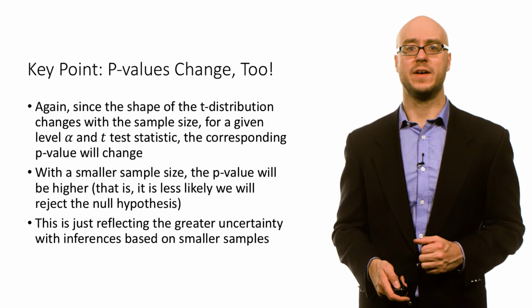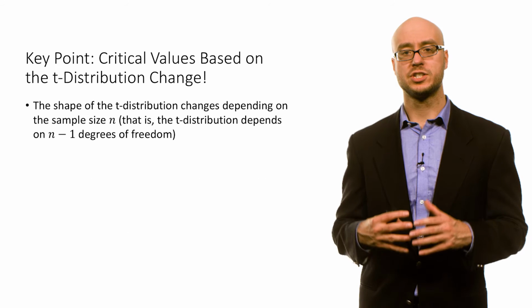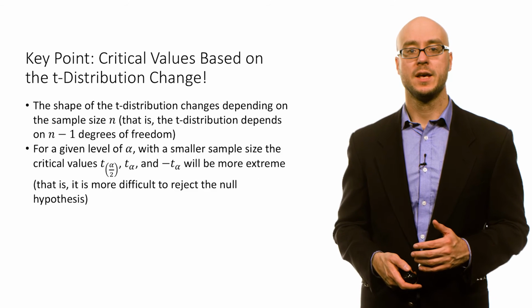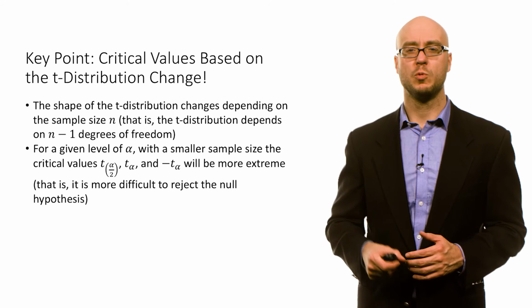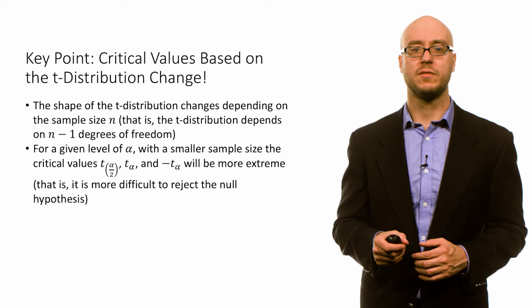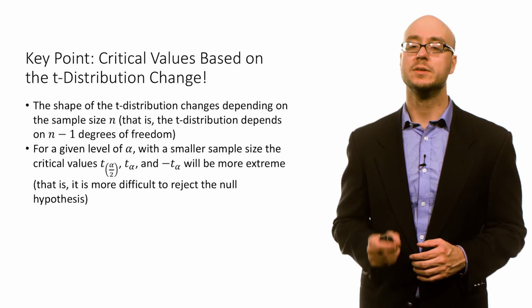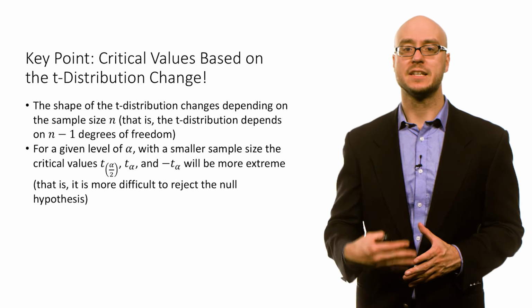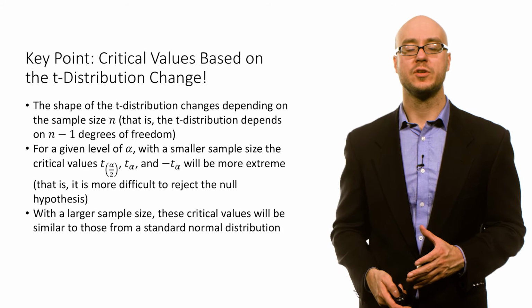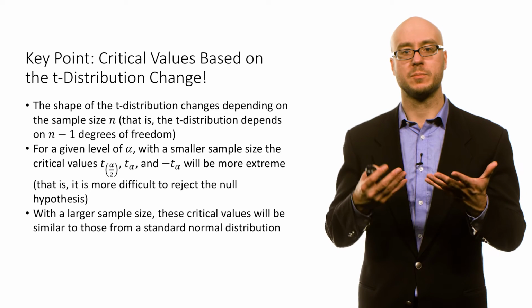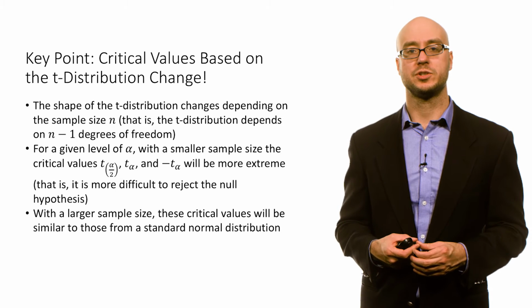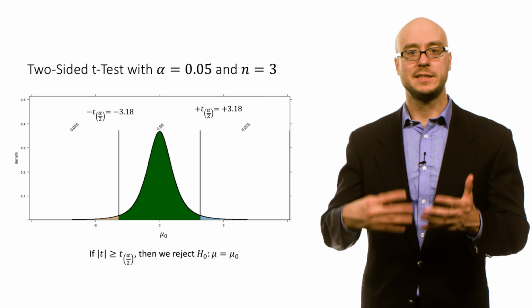And again, the critical values based on the t-distribution change. The shape of the t-distribution just changes depending on the sample size n. And so for a given level of alpha, with a smaller sample size, the critical values of t alpha divided by 2, t alpha, and negative t alpha will be more extreme. That is, it is more difficult to reject the null hypothesis. With a larger sample size, these critical values will be similar to those from a standard normal distribution. Right? So let's examine what's going on.